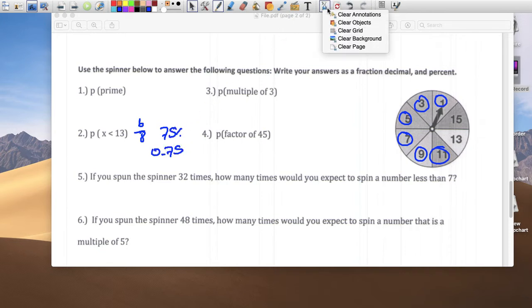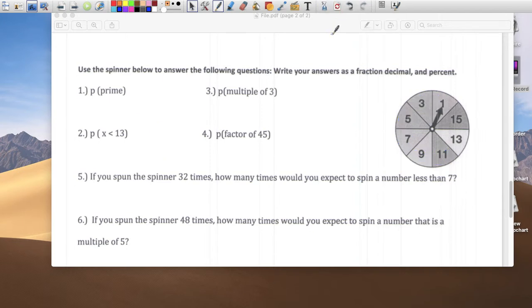And a factor of 45, numbers that I can multiply to get 45. And that would be a 1, a 3, a 5, a 9, and a 15. All these numbers are factors of 45, which means it's 1, 2, 3, 4, 5, 5 out of 8. No idea what that is. A little bit more than 50%. 5 divided by 8 equals 0.625, or as a percent, 62.5%.